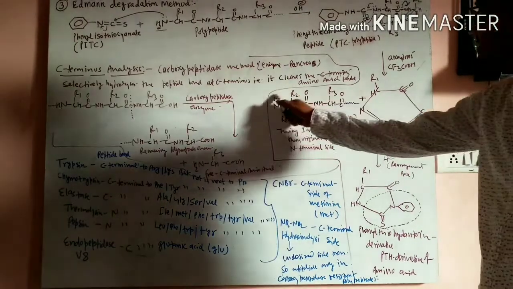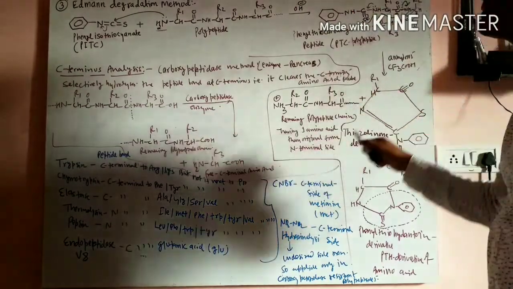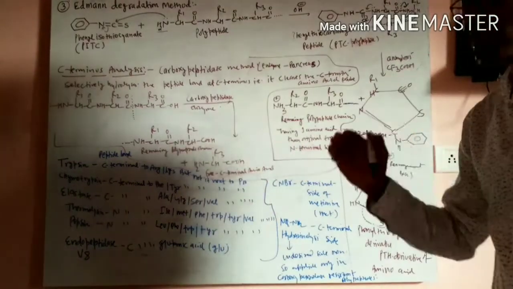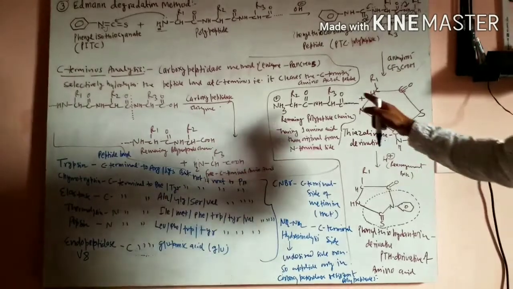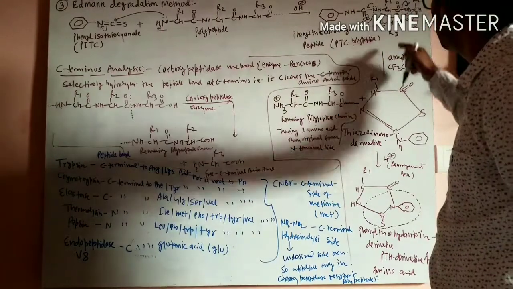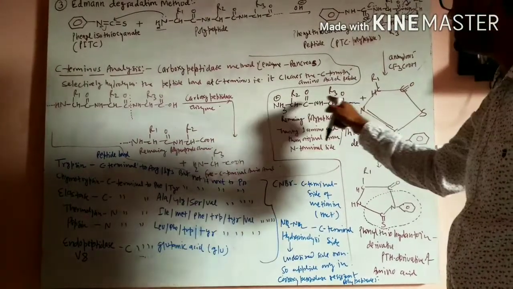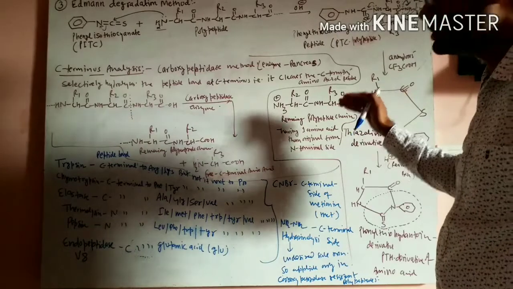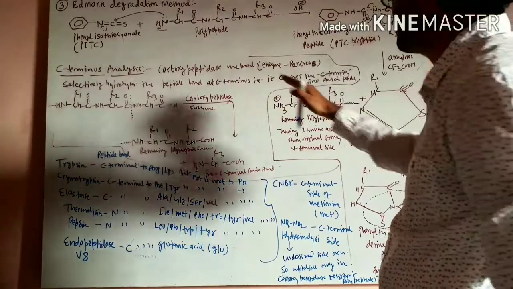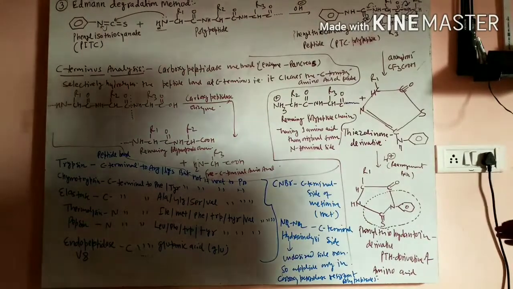So this remaining polypeptide chain can undergo further Edman degradation from this N-terminal site. So this is the advantage of this method. Here the polypeptide chain is not cleaved entirely. Only the N-terminal amino acid is detached from this polypeptide chain, and the remaining amino acids are there. So this polypeptide chain can undergo further degradation or be further treated with phenyl isothiocyanate. So stepwise we can analyze one by one the amino acids from the whole polypeptide chain.